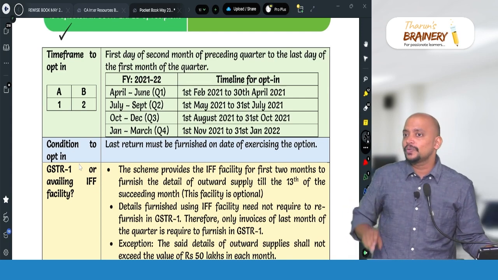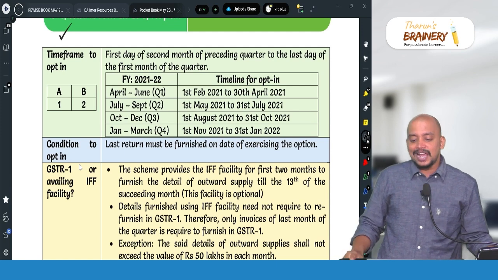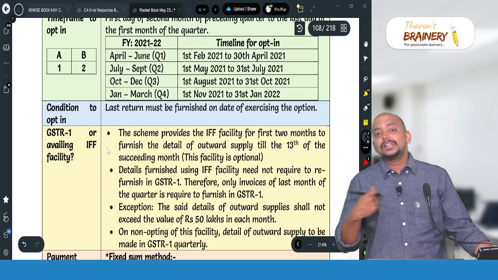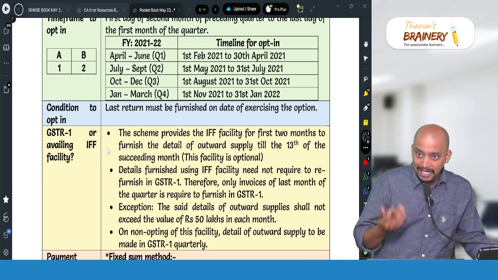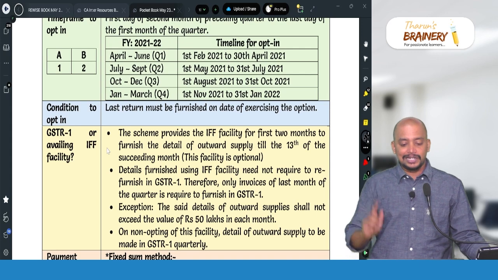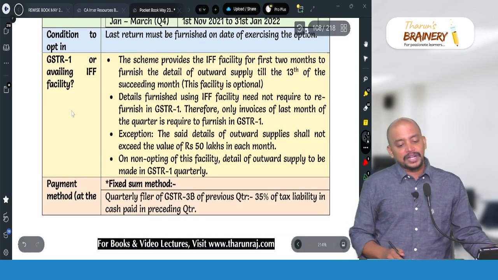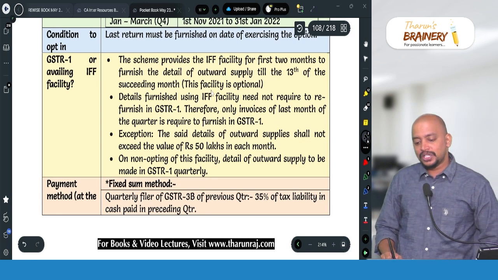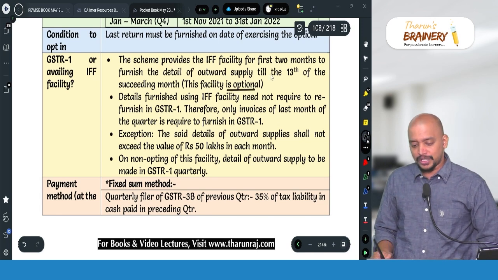But I should ensure one thing, that the last return has been filed before exercising the option, which means all monthly returns I should complete filing, and then only I should go for the quarterly return. And for GSTR1, is availing the IFF facility optional or mandatory? This will be optional.